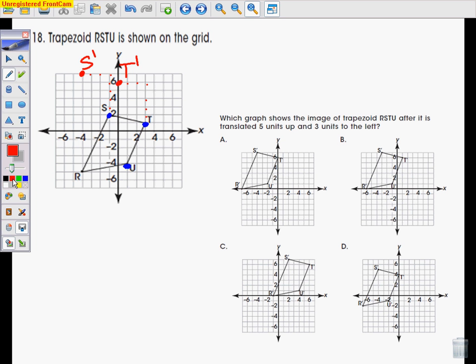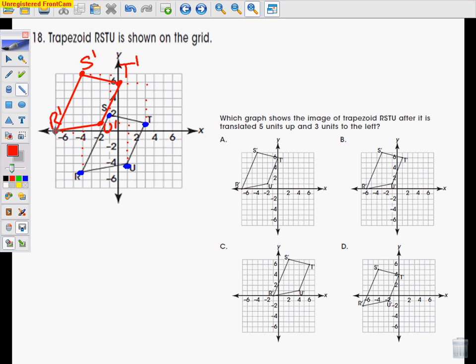Let's do the same thing with U. We're going to move it 5 up, 1, 2, 3, 4, 5, 3 to the left, 1, 2, 3. So there's our new U, U prime. And again with R. Once again, we'll go 5 up, 1, 2, 3, 4, 5, and 3 to the left, 1, 2, 3. So there's our new R, R prime. I'm going to go ahead and connect these with lines so that our figure looks just like our original image, our pre-image. So from here, you have your new figure. It's 5 units up and 3 units to the left.